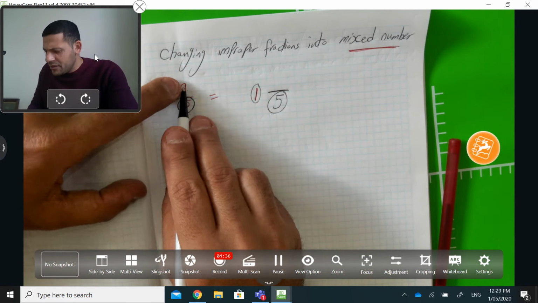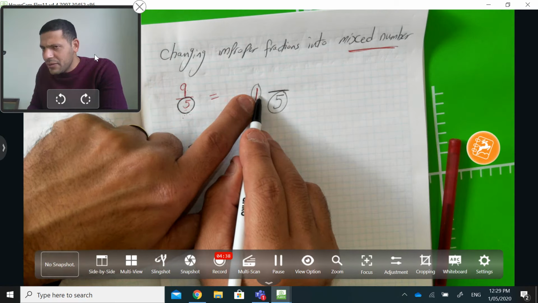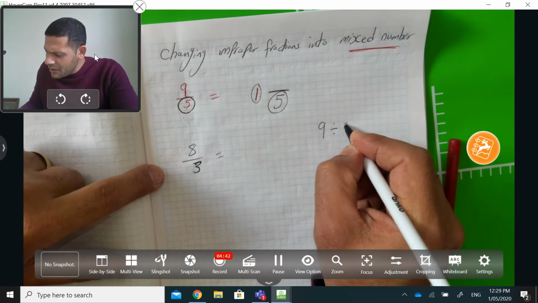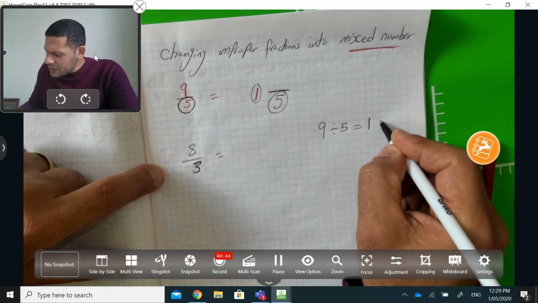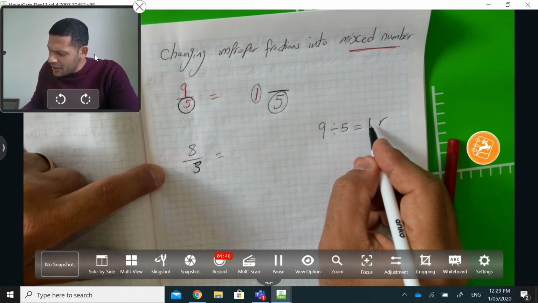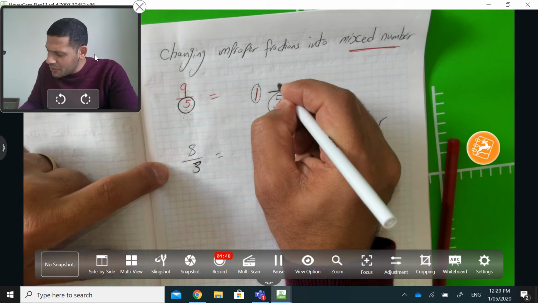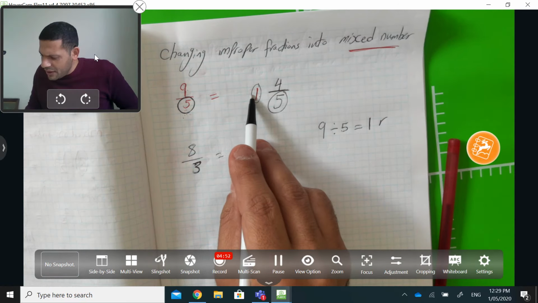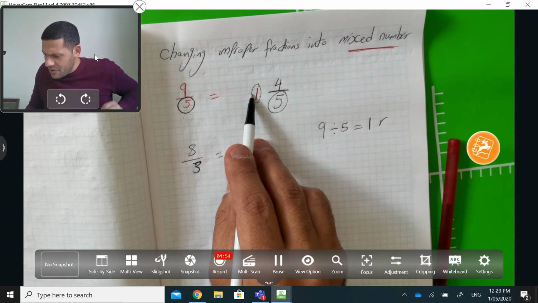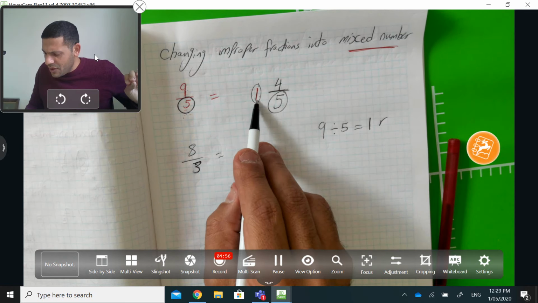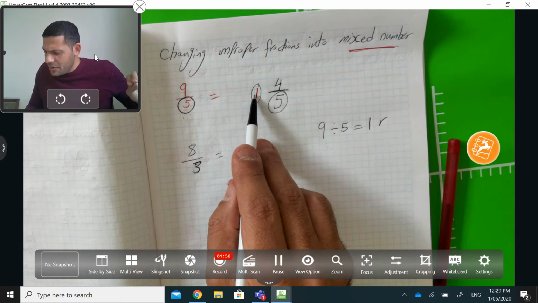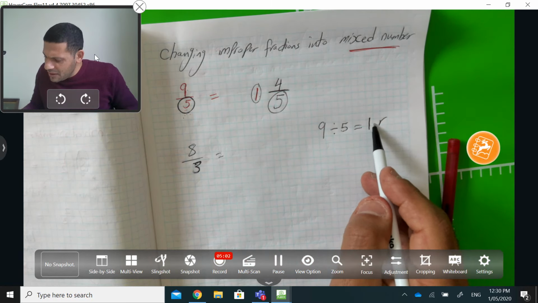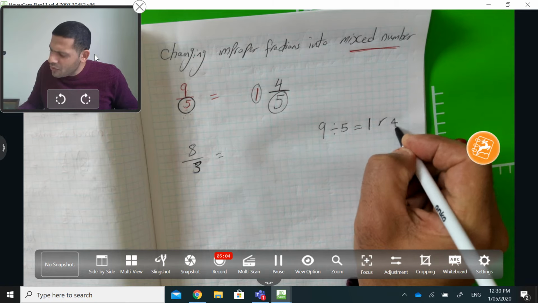And then you divide. 9 divided by 5 equals 1. And what is the remainder? So the remainder is, yes, 4. Where do we put the remainder? It is at the top here. So here 1 is your answer. So 9 divided by 5 is 1. You keep the same denominator. And then 1 times 5 is 5, so the remainder will be 4. So 1 remainder 4.